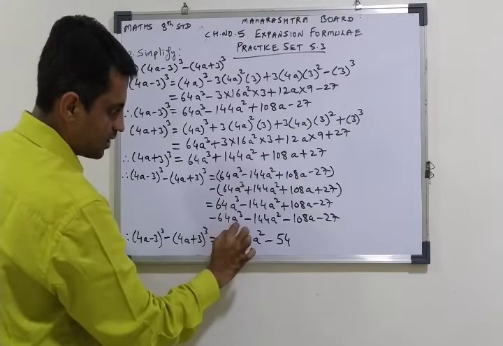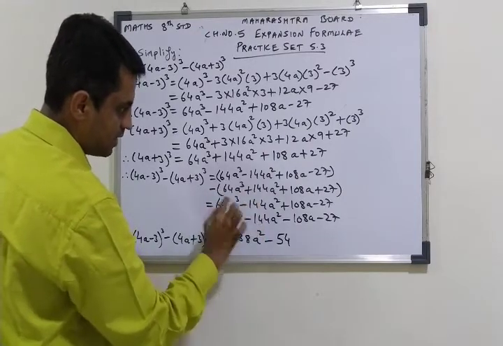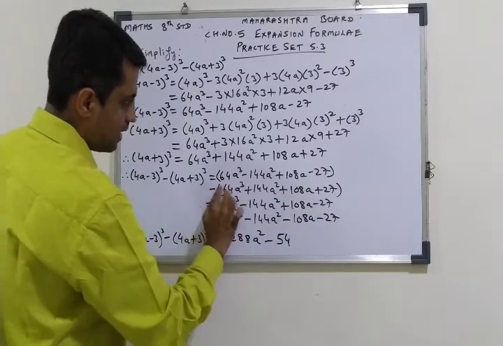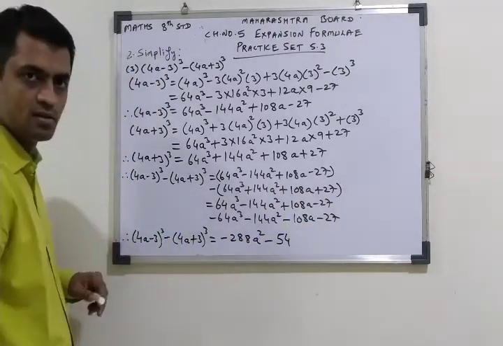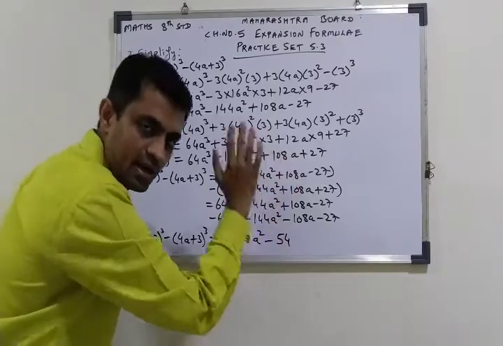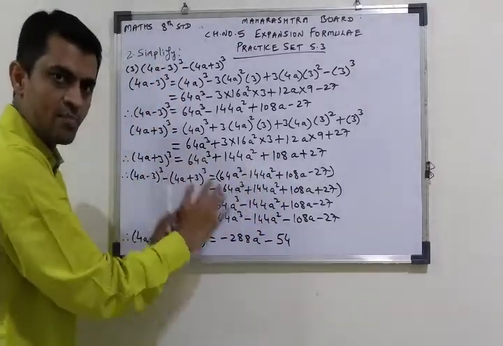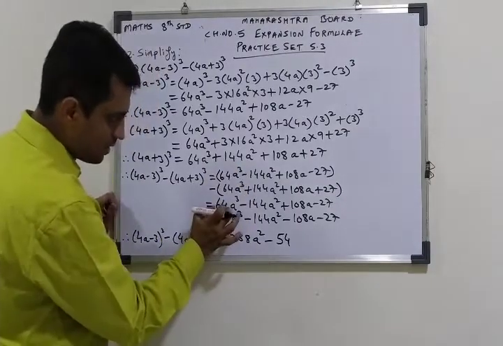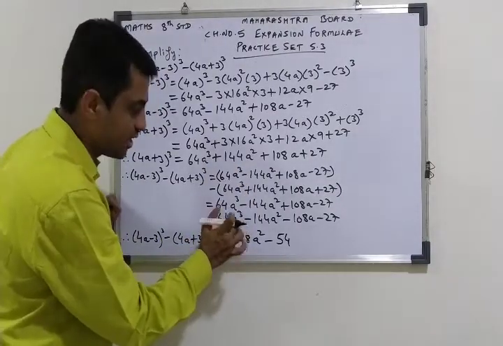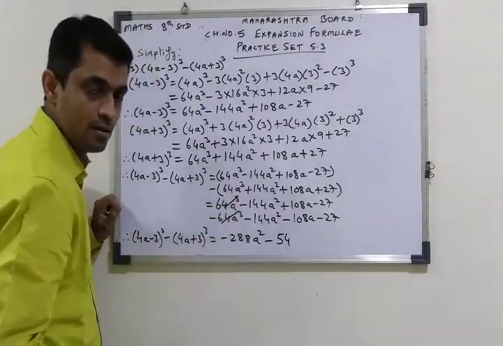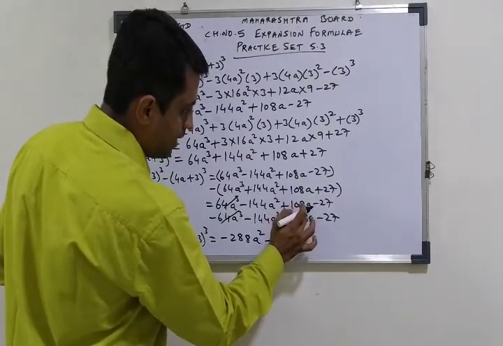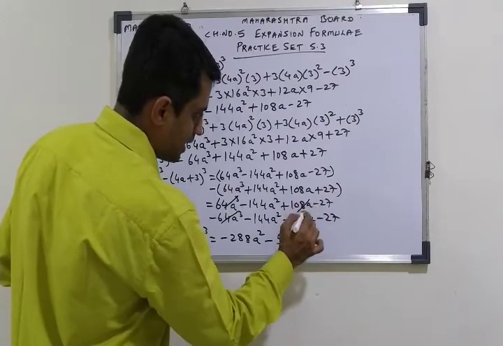Minus 64a cube plus, into minus, minus plus, into minus into plus, minus minus into plus minus. All signs change. Now all the like terms are automatically together below each other. This will happen in this type of sum. Now 64a cube minus 64a cube will get cancelled. And what else? This one, 8 plus 108a minus 108a get cancelled.